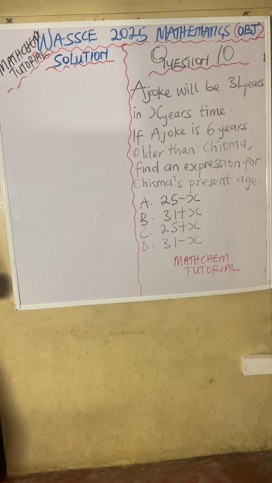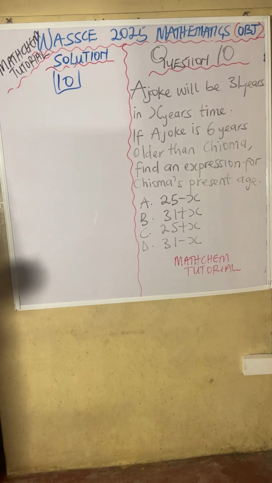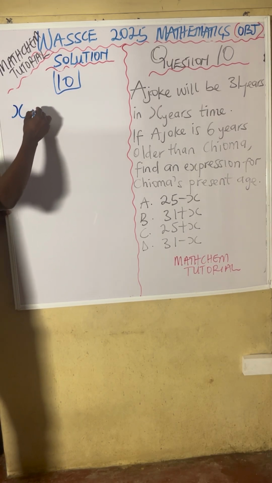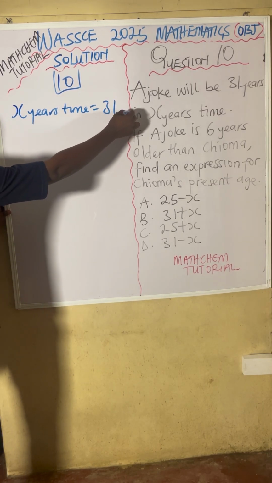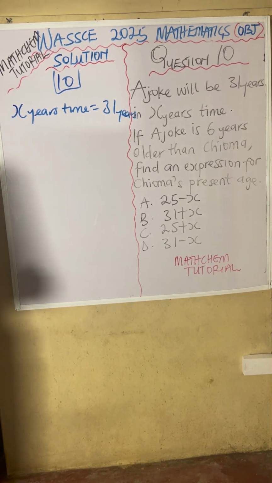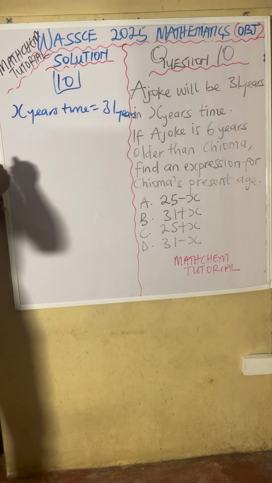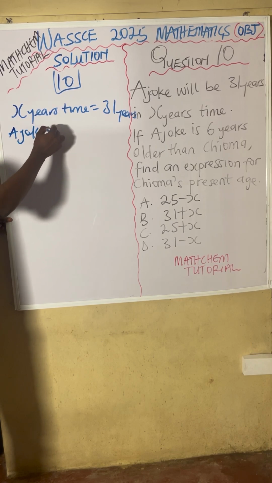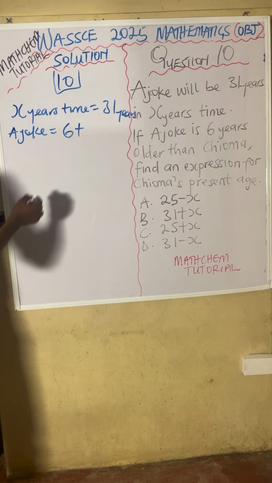Now this question 10 says that Ajoke will be 31 years in X years time. So that means in X years time, Ajoke will be 31 years. And it says Ajoke is 6 years older than Chioma, meaning that presently, right now, Ajoke is 6 years older than Chioma. Let me assume Chioma's age is Y.